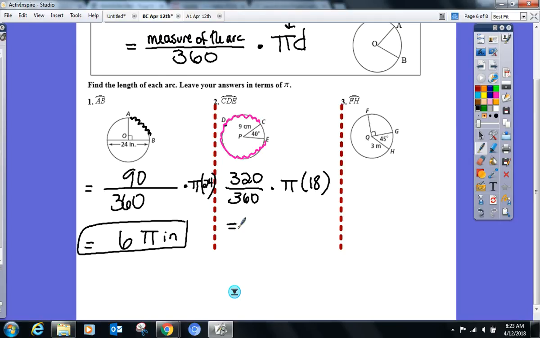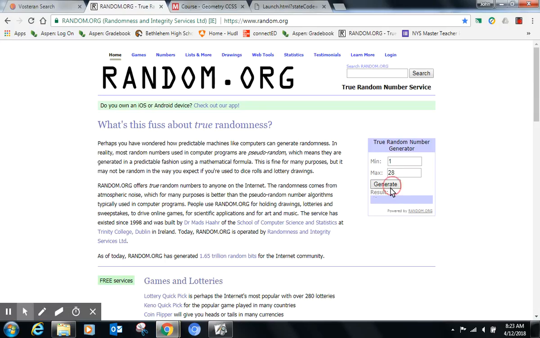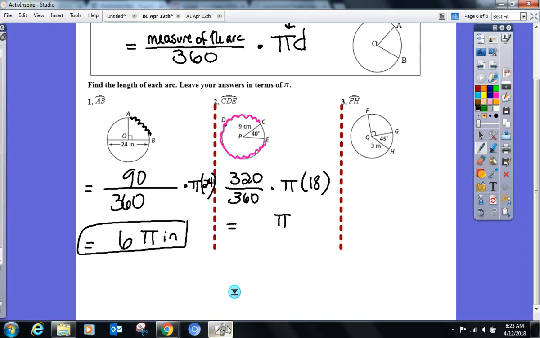Leave pi in your answer. Answer with units. What do you got for me here? 16 pi centimeters. Nothing at all.